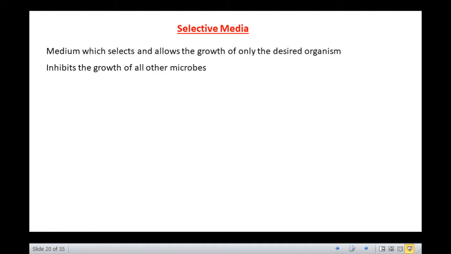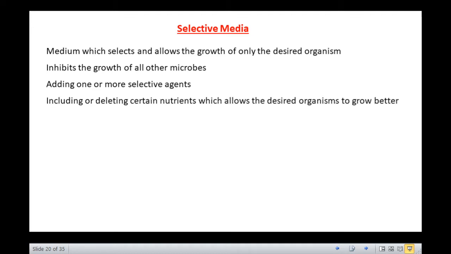A selective medium supports the growth of desired organisms while inhibiting the growth of many or most of the unwanted ones, either by purposely adding one or more selective agents which poison certain types of organisms, or by including or deleting certain nutrients such that the desired microorganisms are able to grow better. Let us discuss a few examples of selective media.